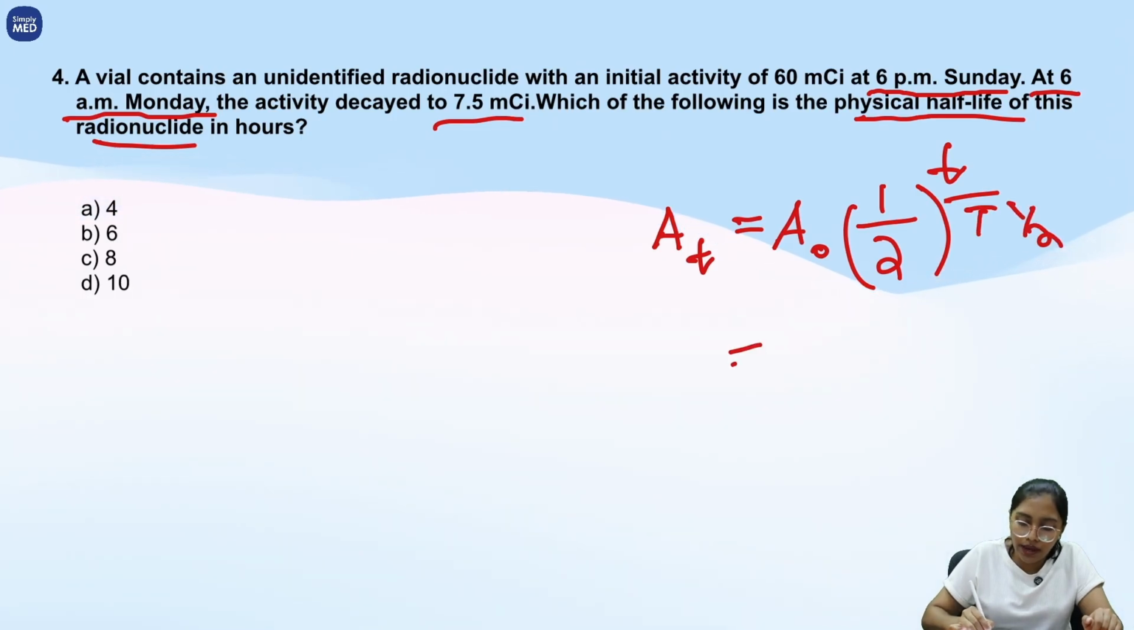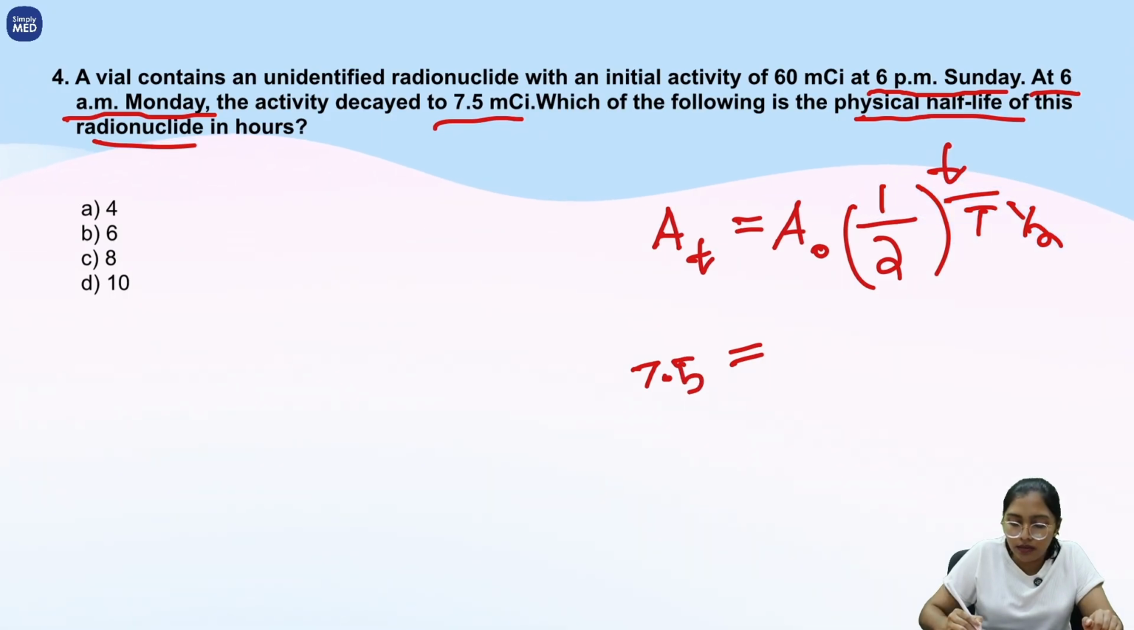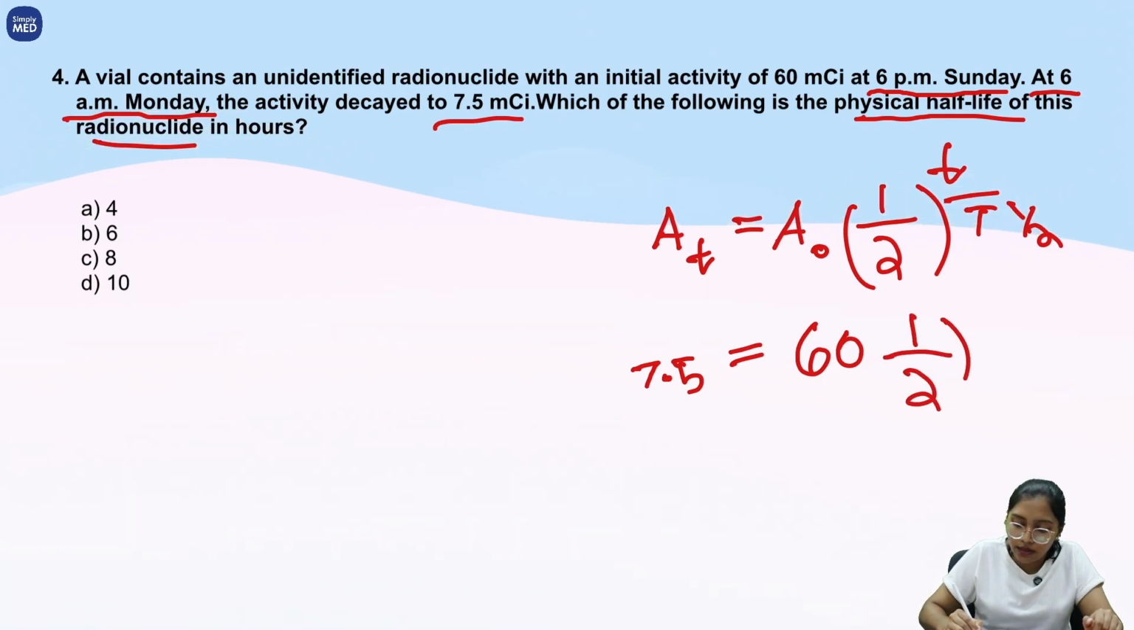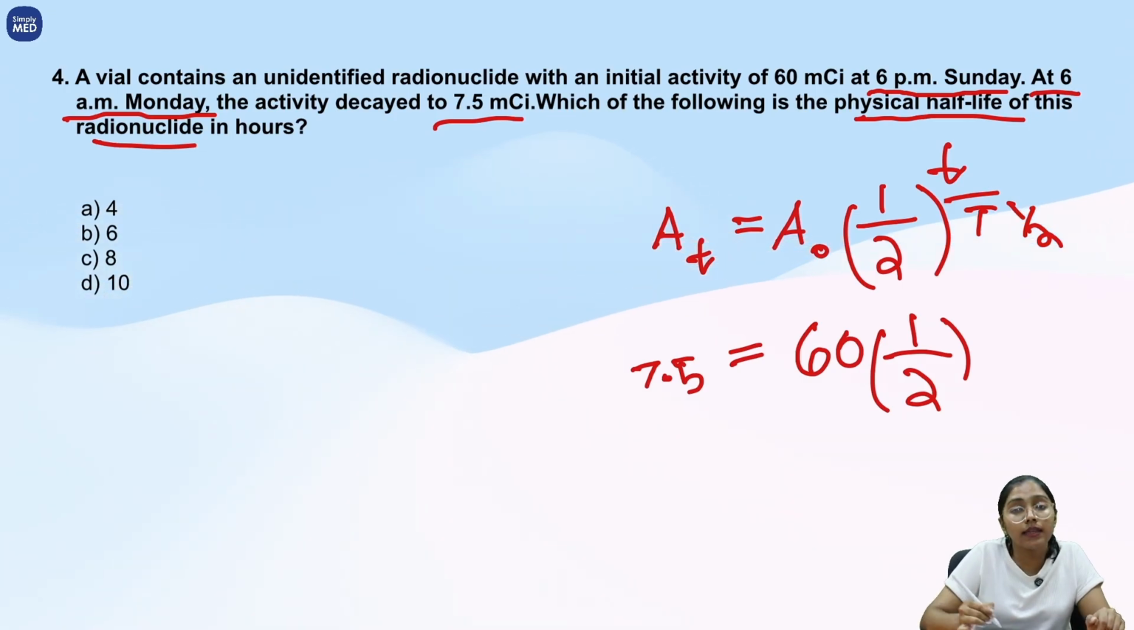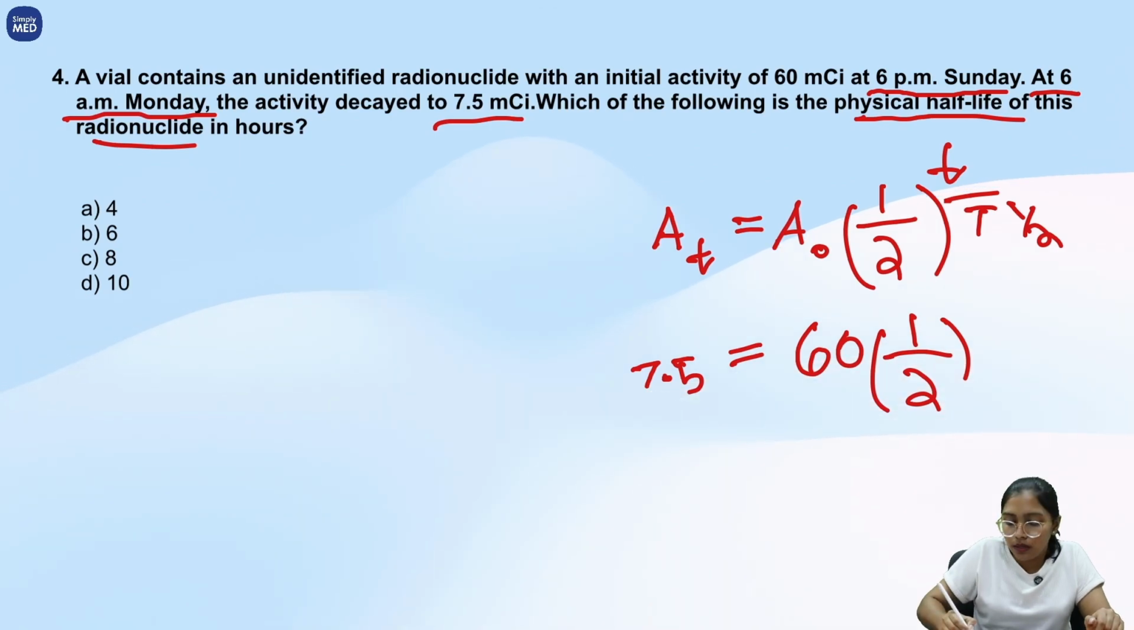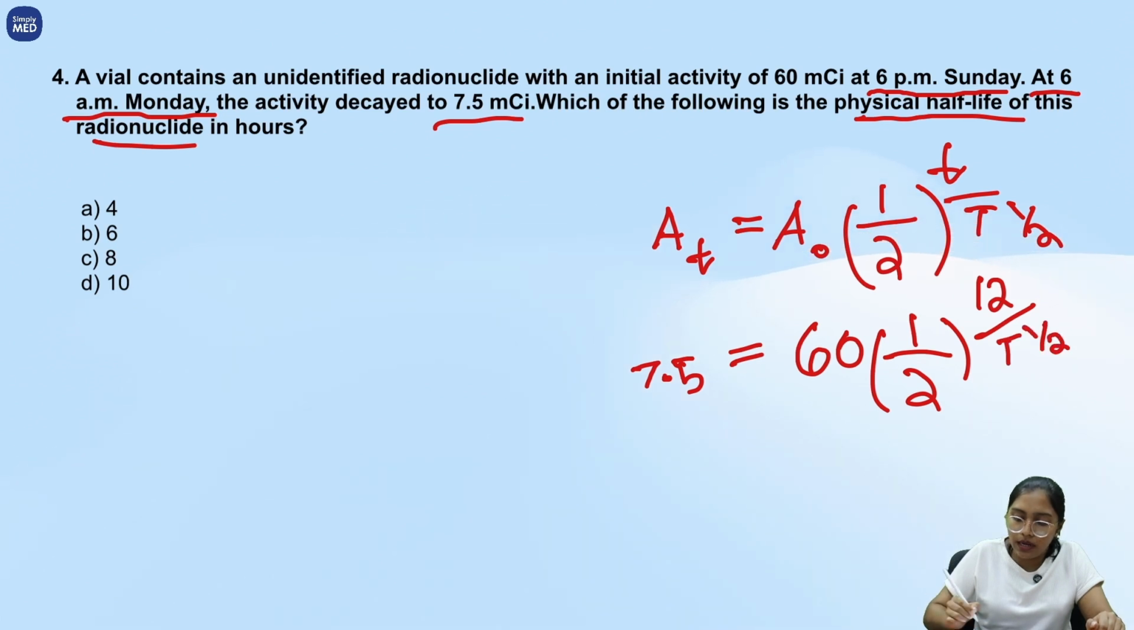Now the final activity A_t is equal to 7.5. 7.5 is equal to A0, the initial activity, which was 60 millicurie, so 60 into 1 by 2 raised to t. The time taken is 6 p.m. Sunday to 6 a.m. Monday. That means how many hours? 12 hours. So 12 by half-life is what we have to find out. So 12 by t half.